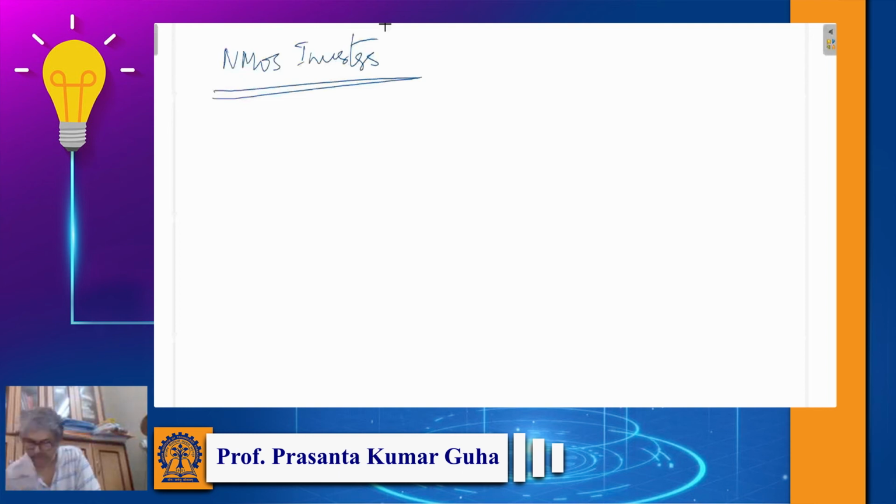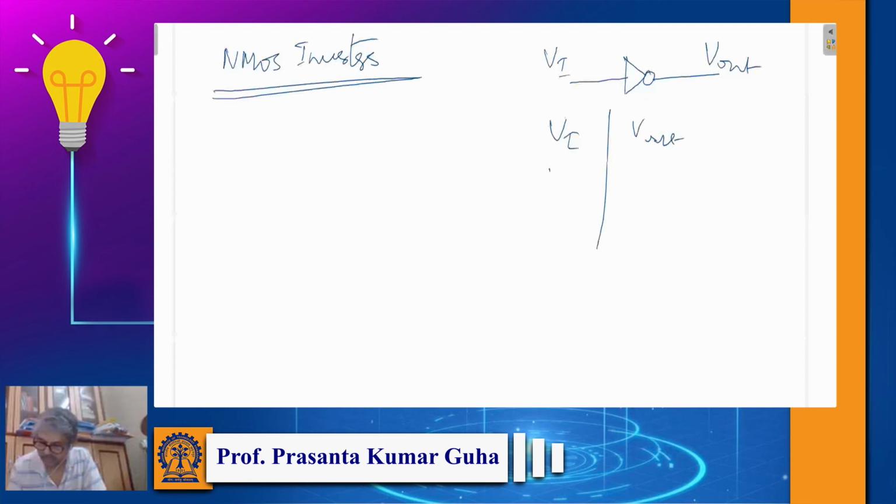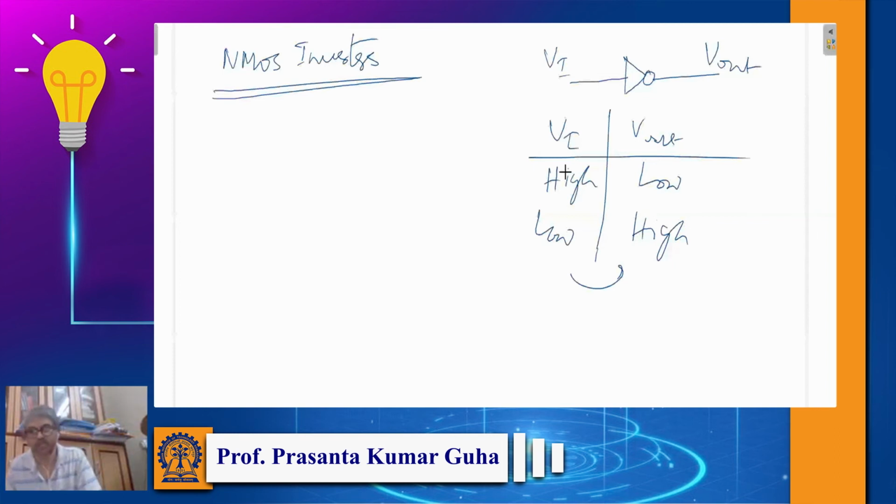So the inverter symbol is something like this, where say this is your Vi and this is your Vout. If Vi is high, then Vout will be low, and if Vi is low, then Vout will be high. So it is basically inverting. Whatever is at the input, the output is the opposite. High and low is just a notation: high means higher voltage and low means lower voltage.